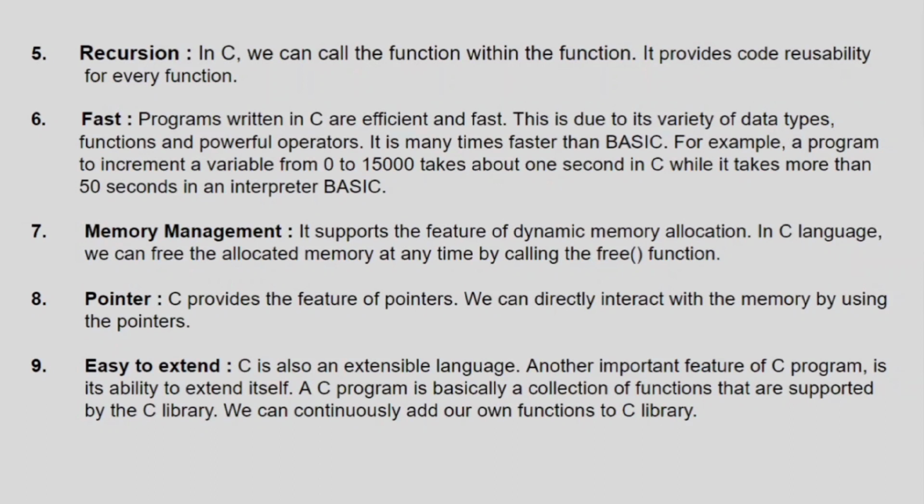It is very fast and efficient due to a variety of data types, functions, and powerful operators. It is many times faster than BASIC. For example, a program to increment a variable from 0 to 15,000 takes about 1 second in C, while it takes more than 50 seconds in interpreter BASIC. So finally, C is very, very fast.